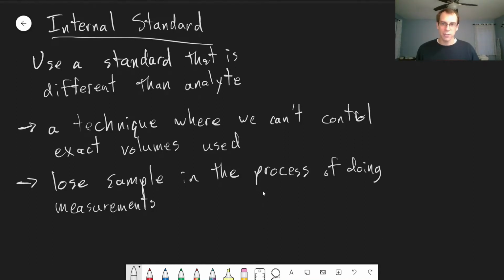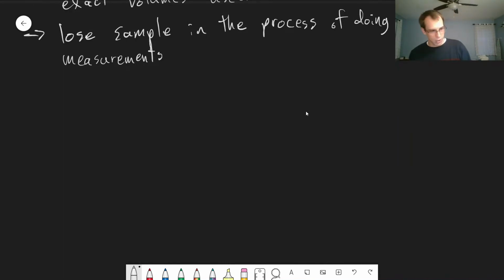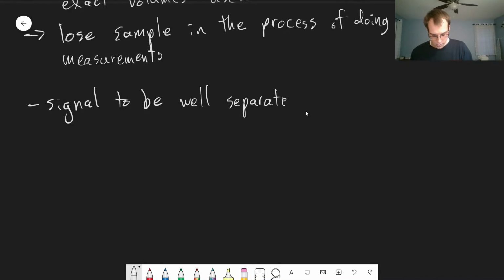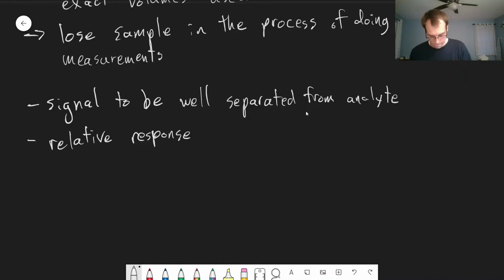So things that we want for an internal standard are that the signal from our internal standard is easy to measure and separated from the analyte. Right, we can tell them apart from each other. So we know which signal is from our analyte that we're interested in, and which signal is due to the internal standard. The relative response must be constant. So this is basically the ratio of the response to the internal standard and the response to the analyte. And this must be constant over a range of concentrations.